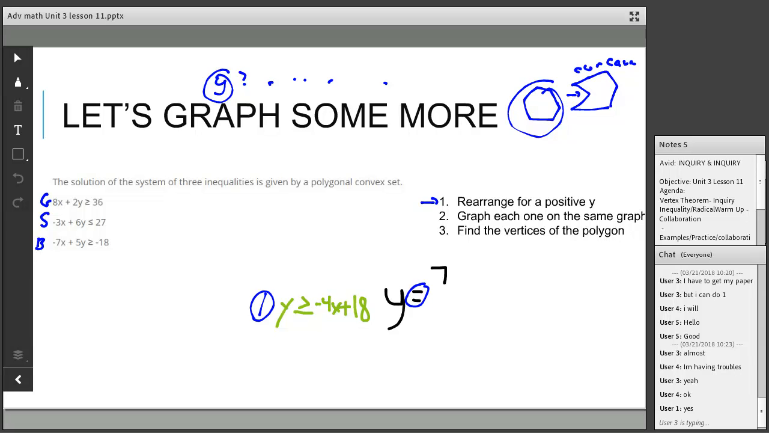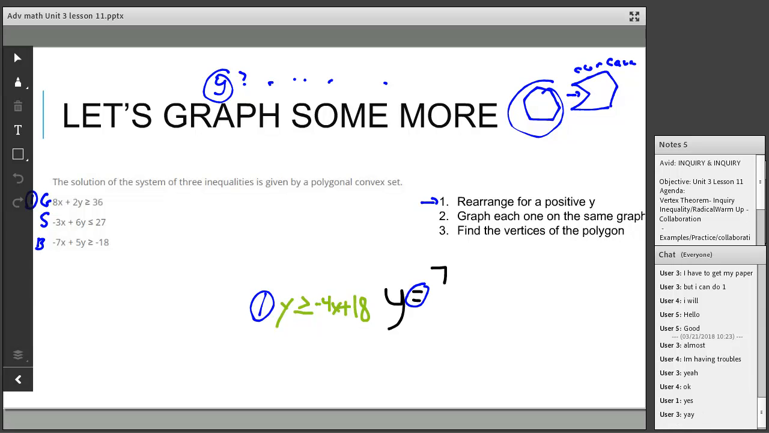Jillian, this is number 1, right? She's y is greater than or equal to negative 4x plus 18. Beautiful job, Jillian. Perfect. Yay! Okay, let's do Shannon's while Bentley's writing his up. So we have negative 3x plus 6y is less than or equal to 27.